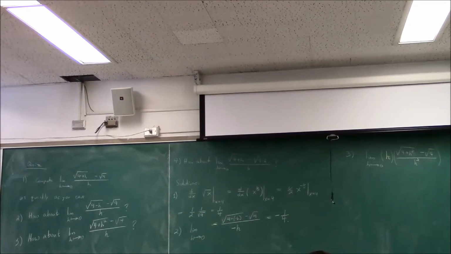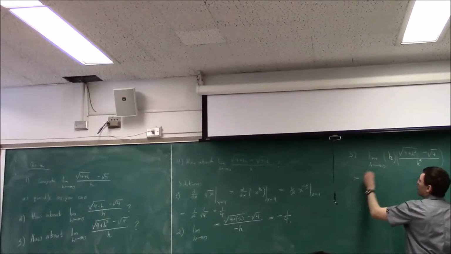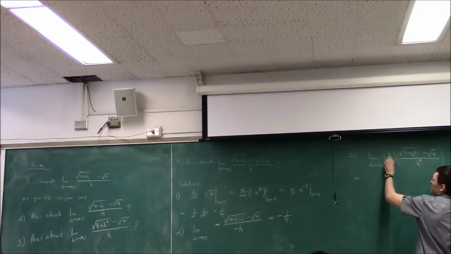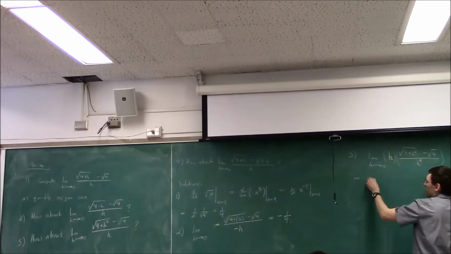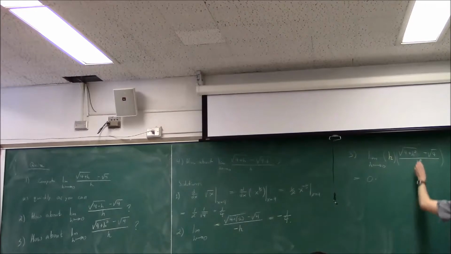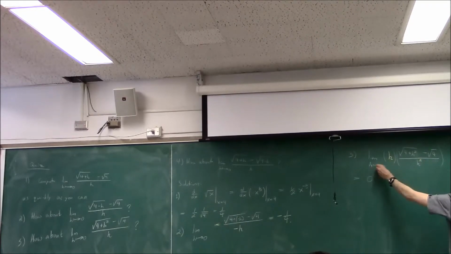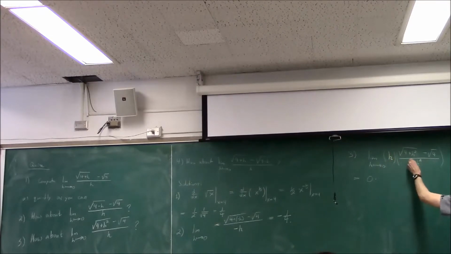Now, what you have is the limit of two quantities. The limit of h as h goes to 0 is, what's this limit here? By the limit of product, this is 0 times, what's that? First parenthesis is 0, because the limit as h goes to 0 of h is 0. What's in the second parenthesis?